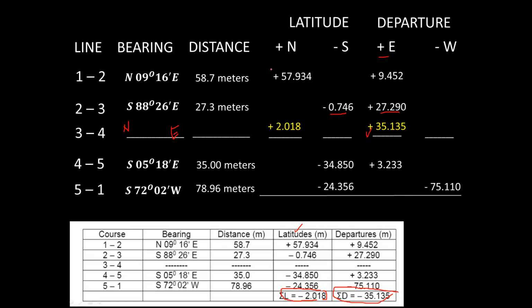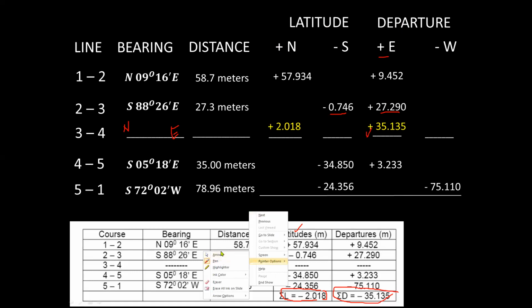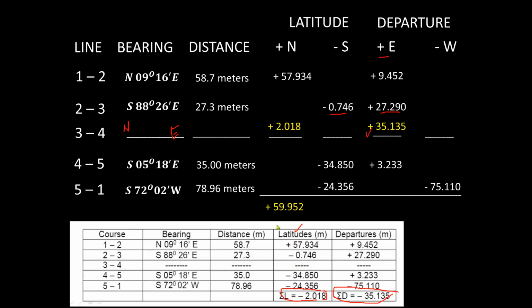This is one way of checking. Kukunin natin yung summation ng lahat ng positive north and negative south. Sa positive north, ang total natin, yan, positive 59.952. Paano naman kapag ang idadagdag natin ay lahat ng mga negative south latitude? As we can see here, pareho lang. Yun nga lang, opposite sign. Pero kapag pinagdagdag natin yung dalawang yan, ang total nila ay 0. Okay? So, positive north and negative south, kapag dinagdag natin yung value nila, ang sum natin will be 0. So, let us proceed to the departure.